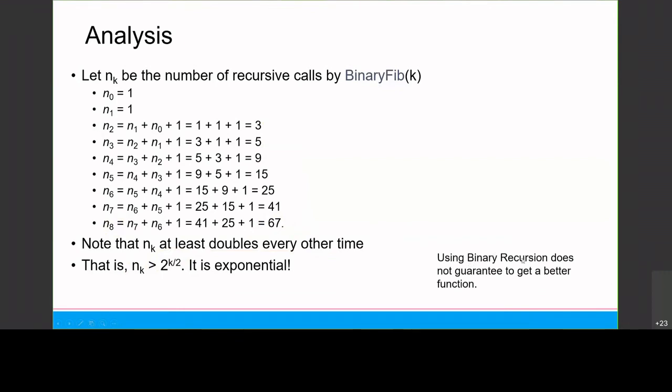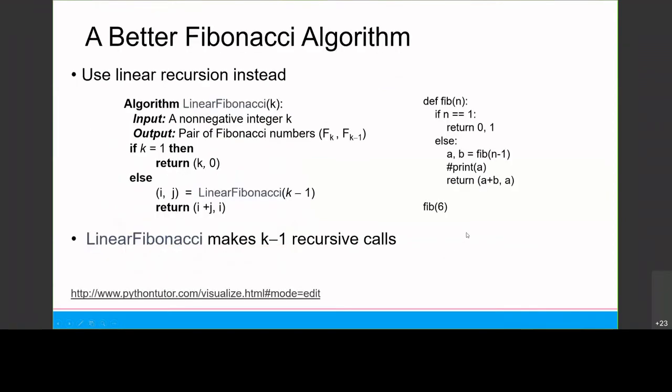So using binary recursion does not guarantee to get a better function. This is a better Fibonacci algorithm. You can just use the linear recursion, something like this one. We have the k. K is the number of how many numbers that you want to print, or how many numbers that you want to show of the Fibonacci.